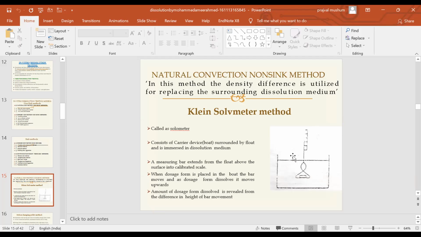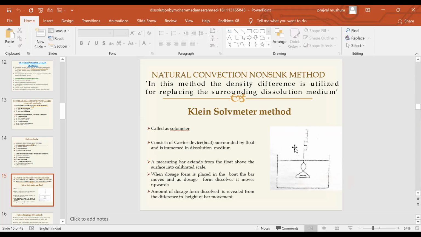So here, the loss in weight of the dosage form can be monitored by using the solvometer. The loss in weight of the dosage form can be monitored continuously by reading the scale directly. This is about the solvometer method.